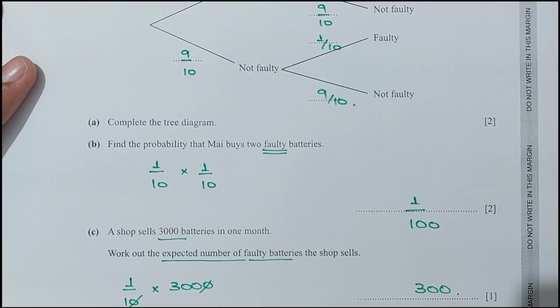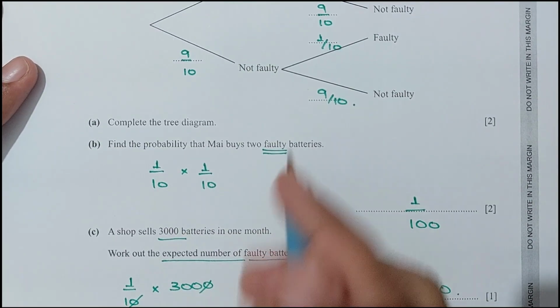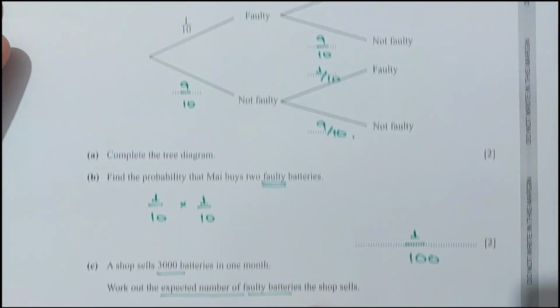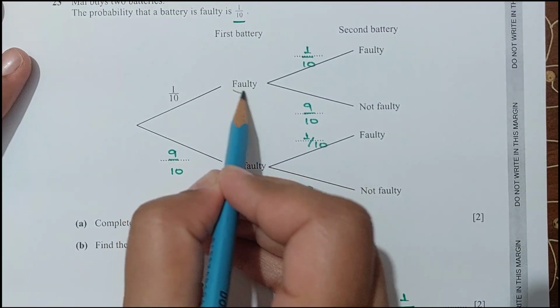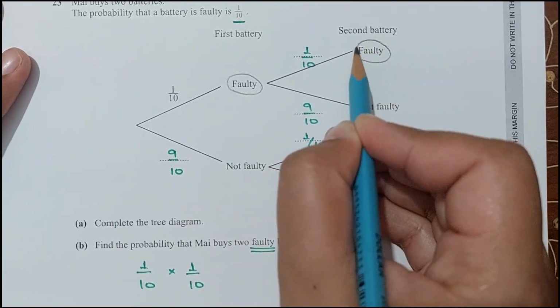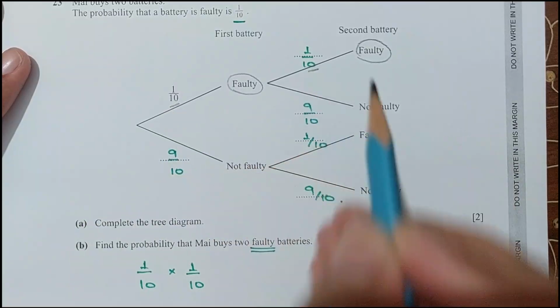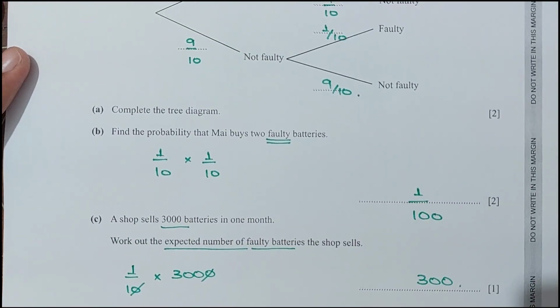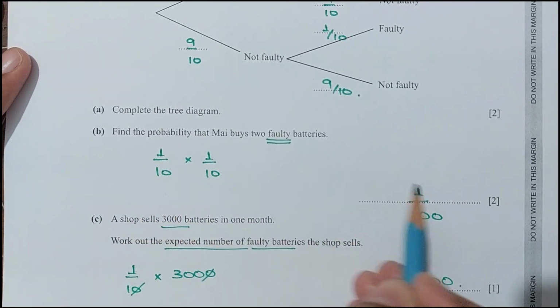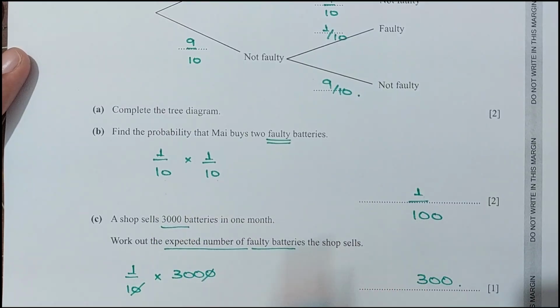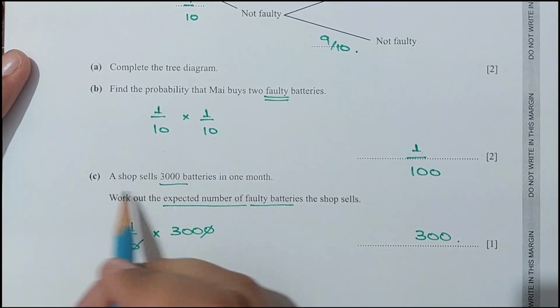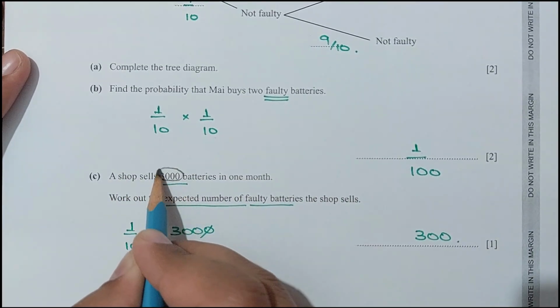Part B, find the probability that Mai buys 2 faulty batteries. Both the batteries are faulty. The first one is faulty, the second one is also faulty. So you have to multiply the probabilities of the 2 faulty batteries. One is 1 by 10 and the other is 1 by 10. 1 times 1 is 1, 10 times 10 would be 100. Part C, the shop sells 3,000 batteries in a month.